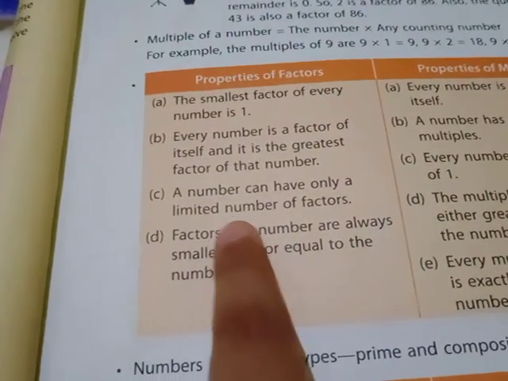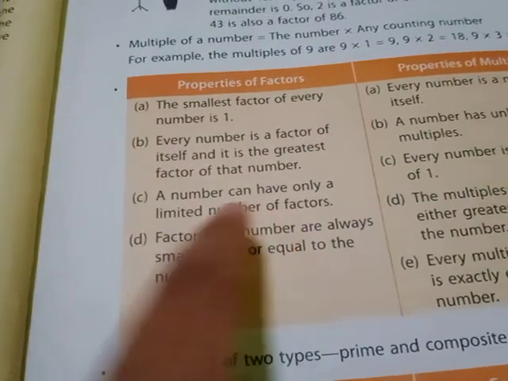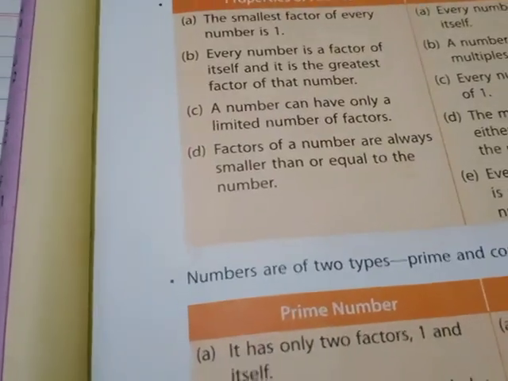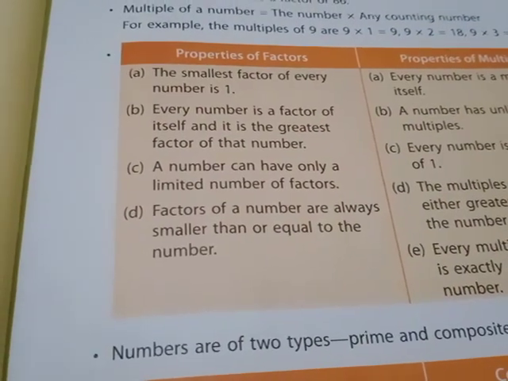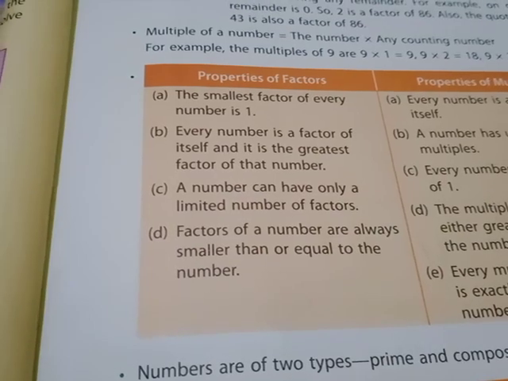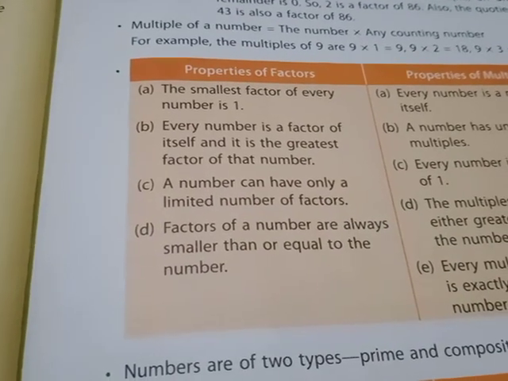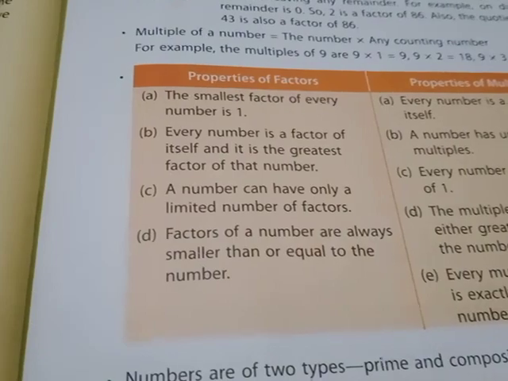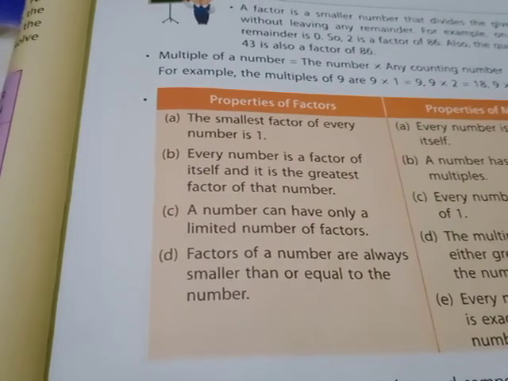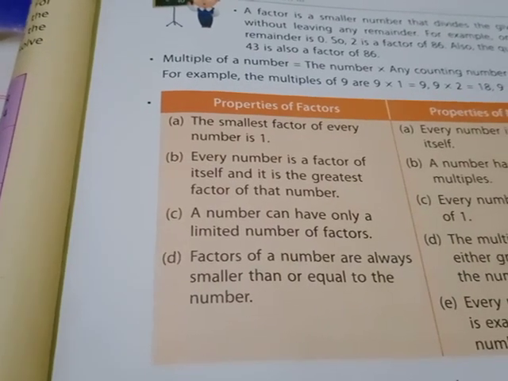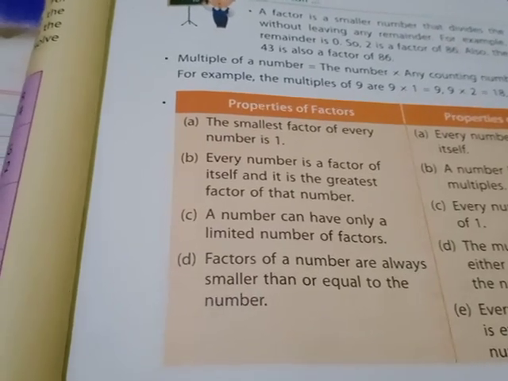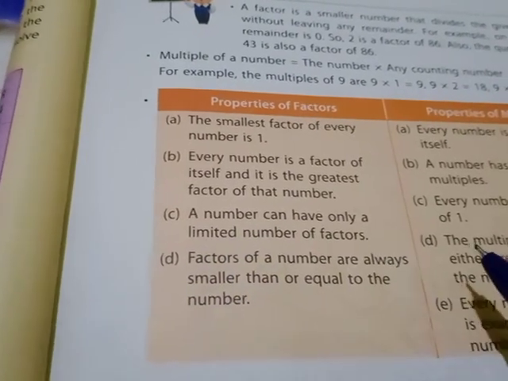Okay. A number can have only a limited number of factors. Limited means countable factors. You can say that it cannot go on and on. There is a limit for the given number. Suppose for writing the factors of 8, you will have only a few numbers like 1, 2, 4 and 8. Only 4 numbers will be there as factors of 8. Okay, this means limited, means countable factors.